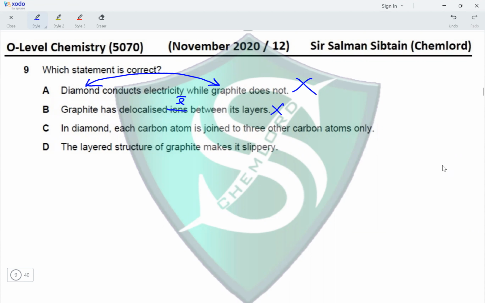Next, in diamond, each carbon atom is joined to 3 other carbon atoms only. It is joined to 4 other carbon atoms in diamond, 3 other carbon atoms in graphite. And the last one, the layered structure of graphite makes it slippery. Yes, layers are able to slide over one another, making graphite slippery. And therefore, it's used as an industrial lubricant. This makes option D the correct option for this question.